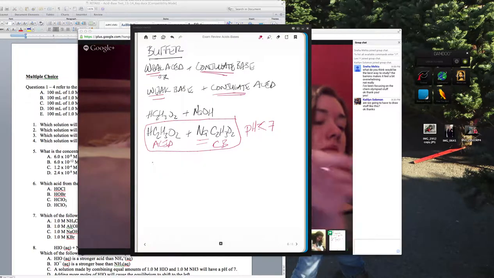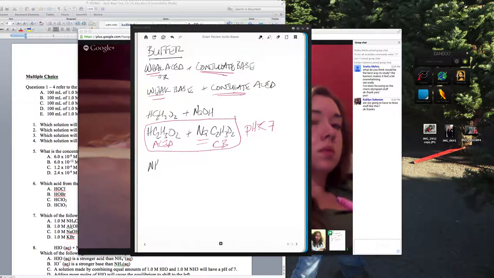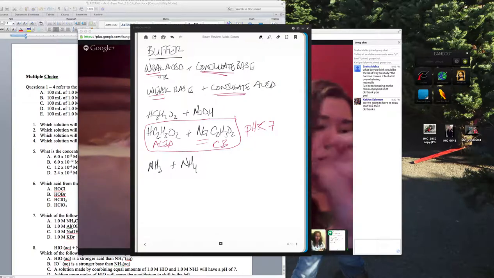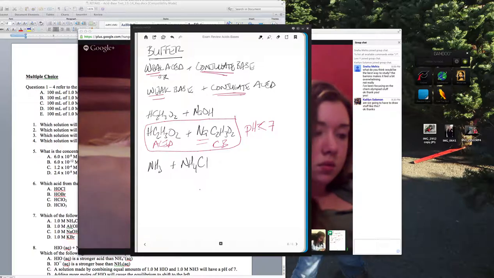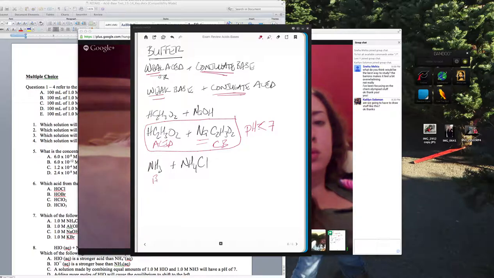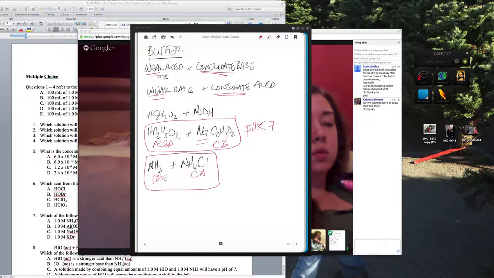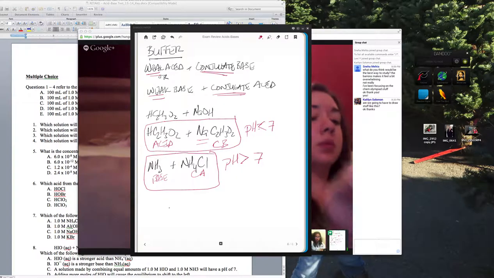So, and that's where you come in with the... So if you have the NH3 plus NH4Cl. Okay. This is a base. This is its conjugate acid. Okay. And together, then, their pH is what? Above 7. Great. Above 7. Okay. But so closer to 7, right? Like, it's not going to be like 11. Right. It's going to be, well, yeah.